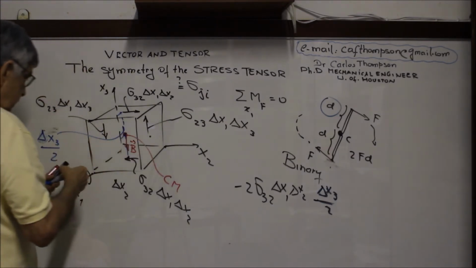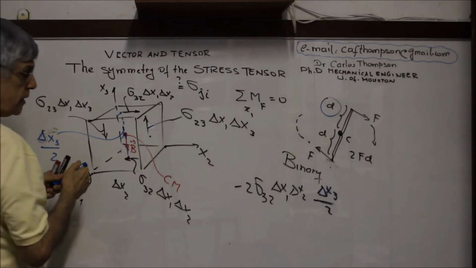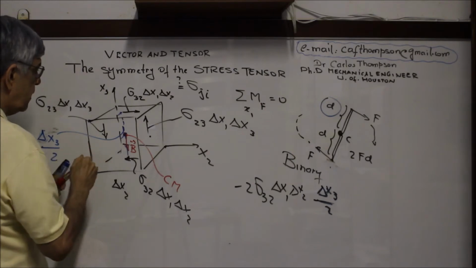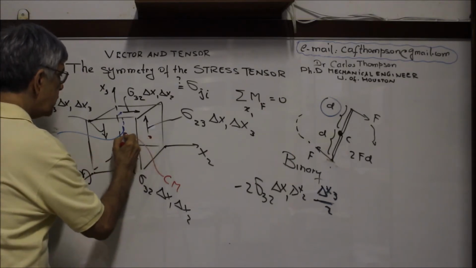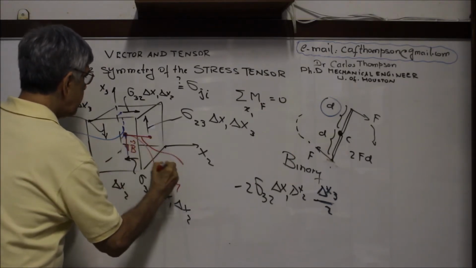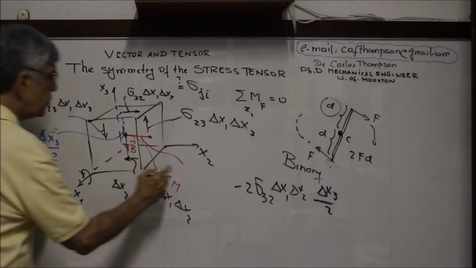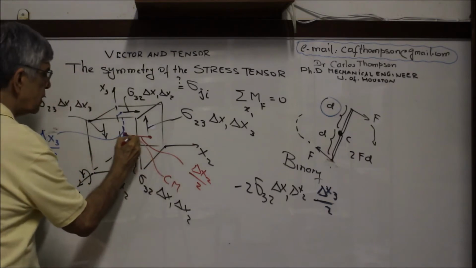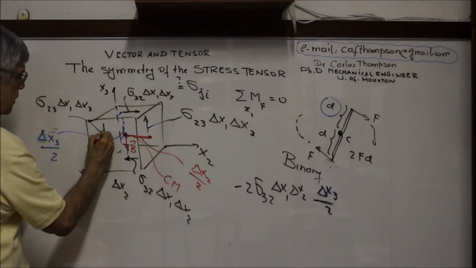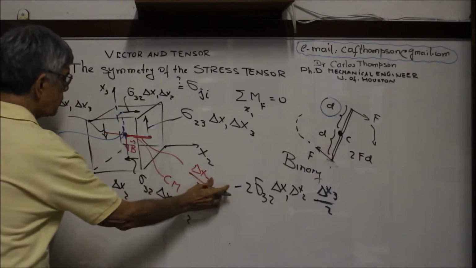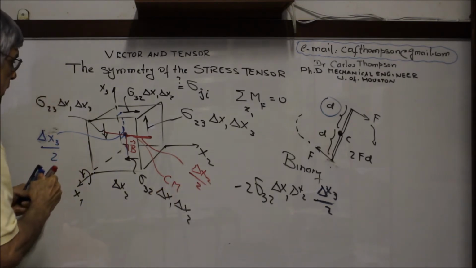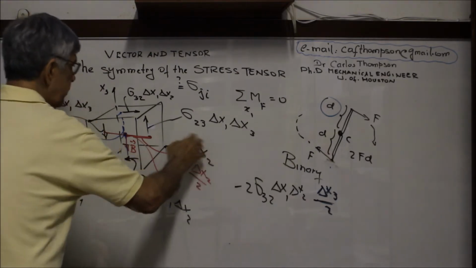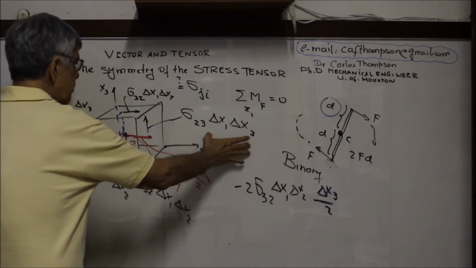You see, this distance here, let's put this distance over here, is delta x2 divided by 2. You see this distance over here. Likewise, this distance over here is delta x2 divided by 2. Now the area, sigma 23 times the area, the force.